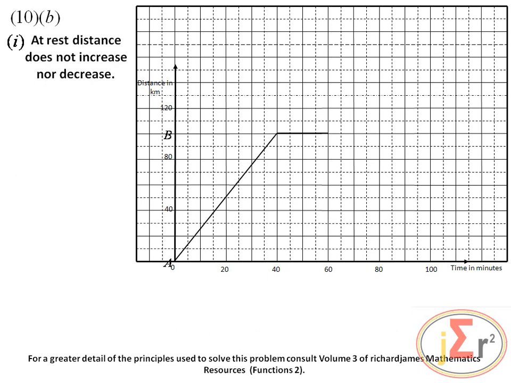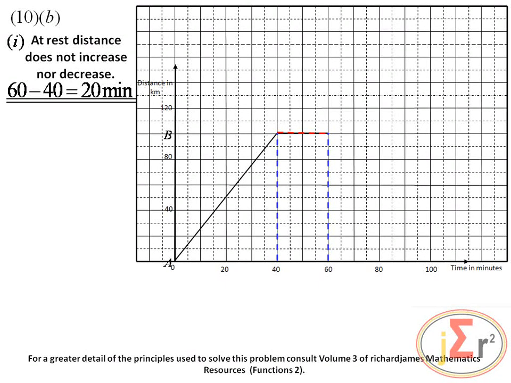At rest, distance does not increase nor decrease. So it does not increase, it does not decrease. Distance remains the same. That is what we mean when we say that the train is at rest. And that is the region that the train is at rest, between 40 and 60 minutes. So we have 60 minus 40 is equal to 20 minutes.